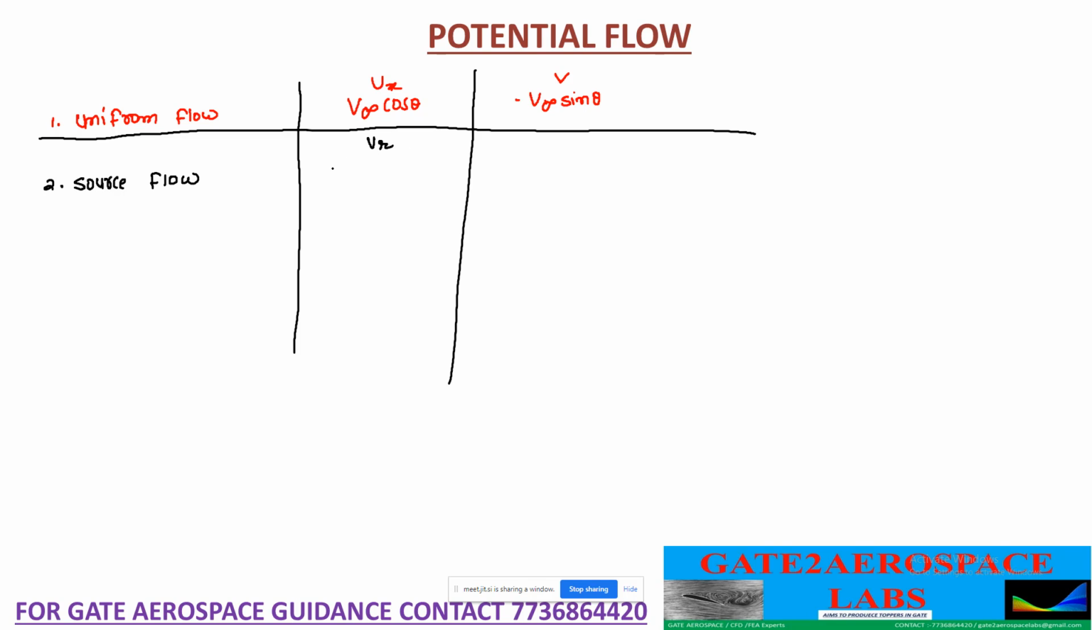Right, the radial velocity is given as q by 2 pi r, and v theta is 0. Fine. Now similarly, the third type of flow is sink flow. What I told in sink flow, you just take minus q by 2 pi r, and v theta is equal to 0 for this.